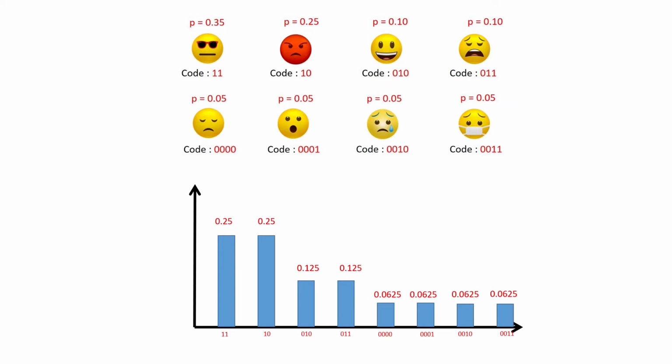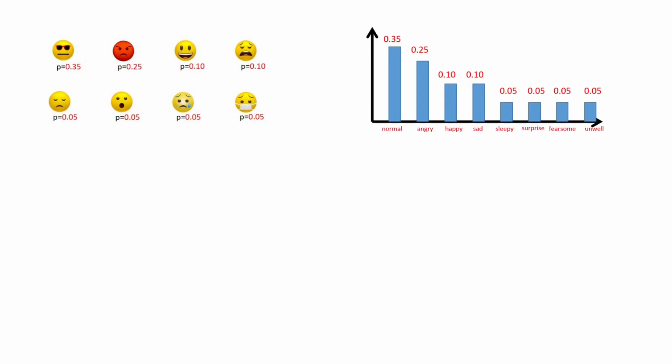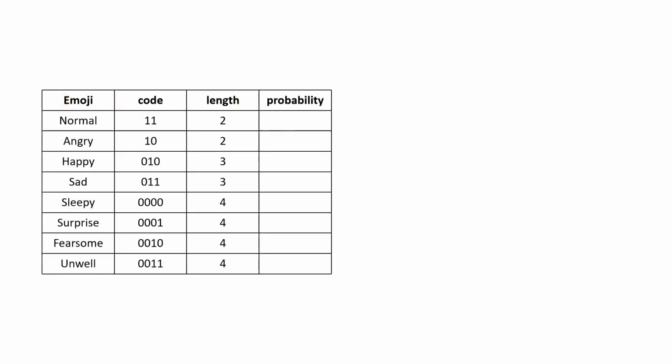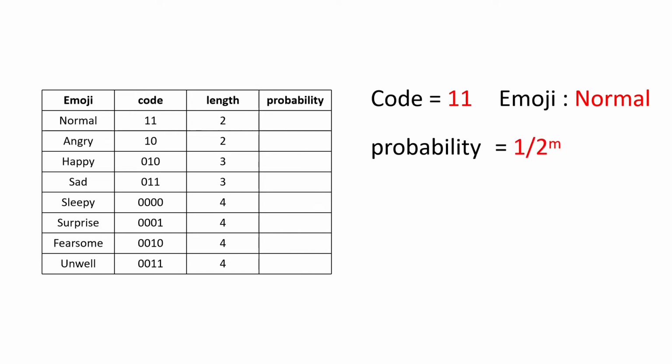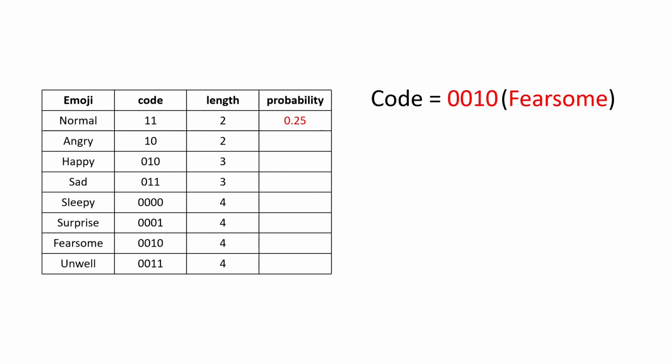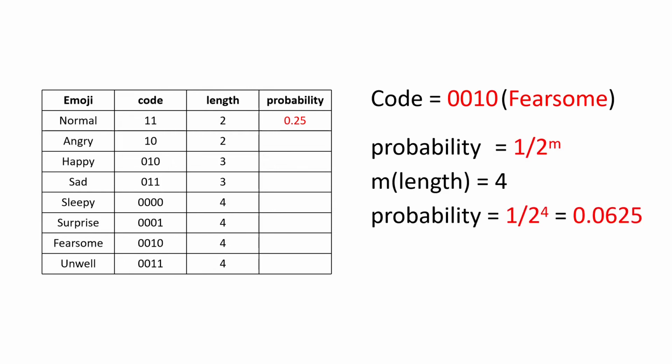Now, we should first find the cross entropy where the true distribution, that is P, is the distribution of emojis with uneven probabilities. The code distribution is also shown here for your reference. The way I assign probabilities is by looking at the length of the code. So for the code 11, which is for the 35% normal emoji, the probability is 1 by 2 to the power m, where m is the length of the code, which in this case is 2. So 1 by 2 to the power 2 equal to 1 by 4. For the code 0010, which is for the fearsome emoji, the probability is again 1 by 2 to the power m, where m equal to 4. So 1 by 2 to the power 4 equal to 1 by 16. So this is how the probabilities are calculated.